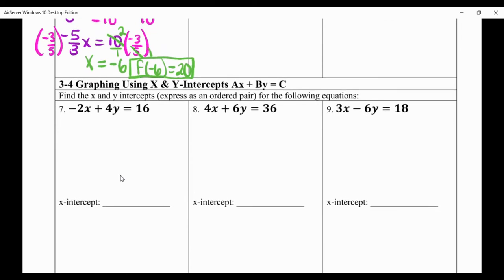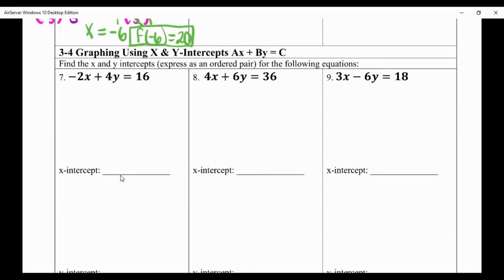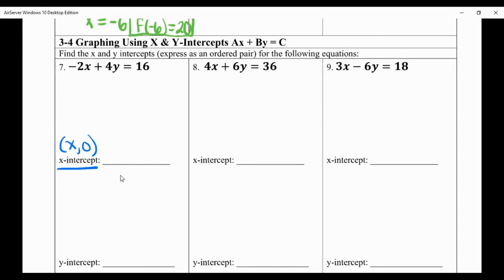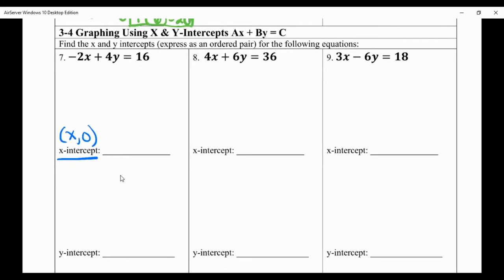The next section we did was 3-4, graphing using x and y intercepts. We want to find the x and y intercepts and express them as an ordered pair. The x-intercept is the value of x when y equals 0, whereas the y-intercept is the value of y when x equals 0.